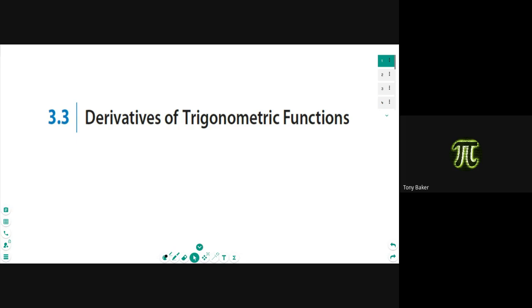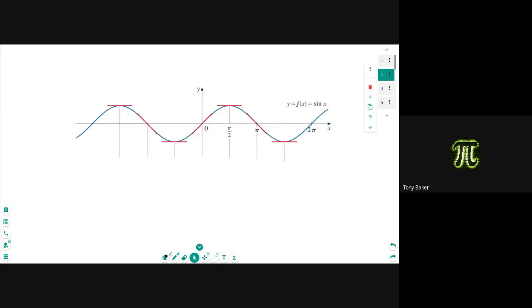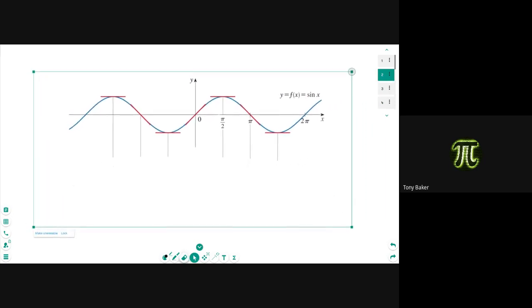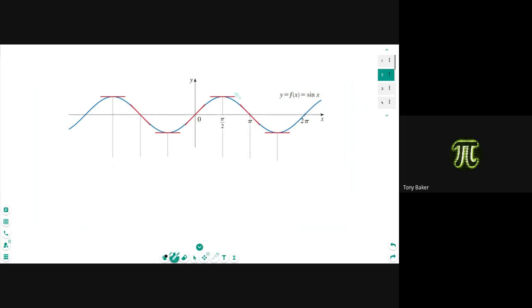Let's see how much you remember your trig functions. That's the sine function, right? Vaguely remember the graph? So sine starts off at 0, goes up to 1, back down to 0, down to -1, back up to 1 or 0.